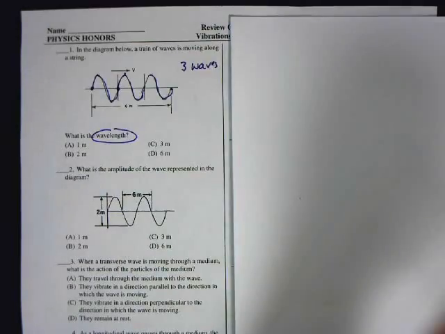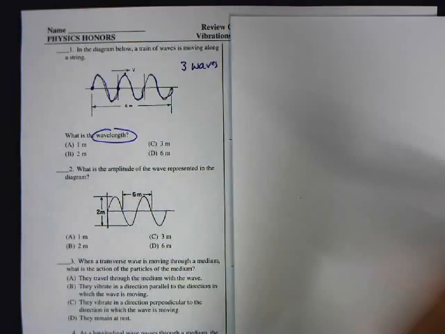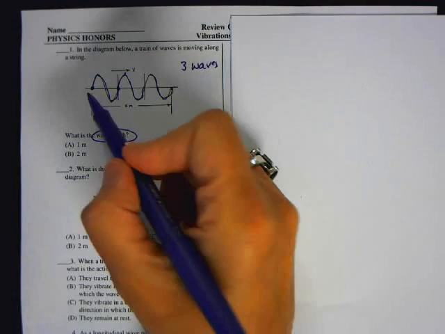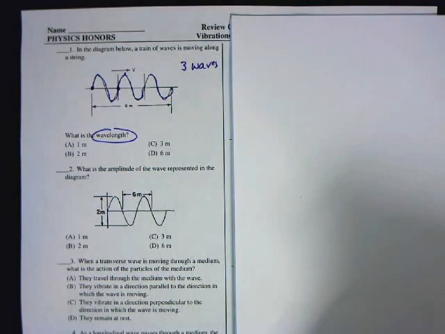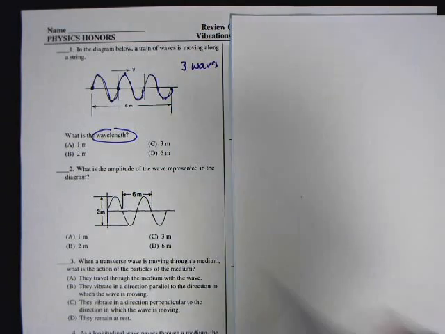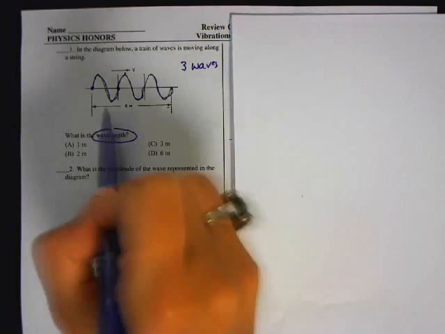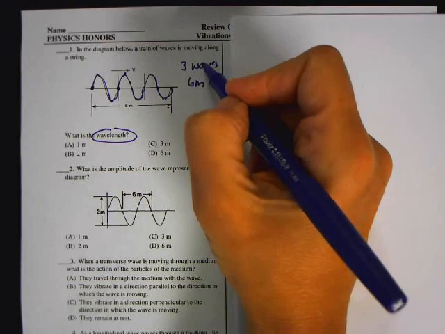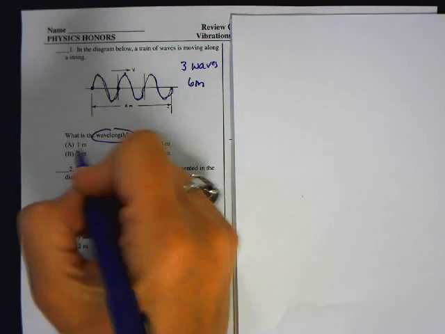Now they made it easy for you. You know why? See how they put these vertical lines? So you could actually see 1, 2, 3. If they don't do those vertical lines, do them yourself. Okay? So there's 3 waves, and then the distance is going to be 6 meters. So if there's 3 waves and there's 6 meters, that means one wave is going to be 2 meters, which is B.